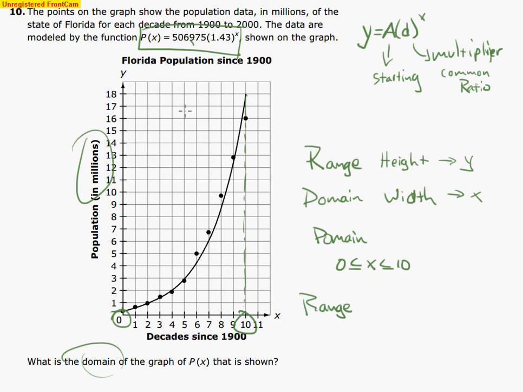Range, I'm going to go, again, my highest spot up here. That would be 18. And then my lowest spot would be this number where I started, which is, I would say, 0.5. So I'd say 0.5 million. So I'd start with 0.5 is less than y is less than 18.